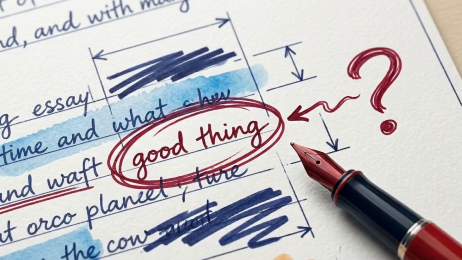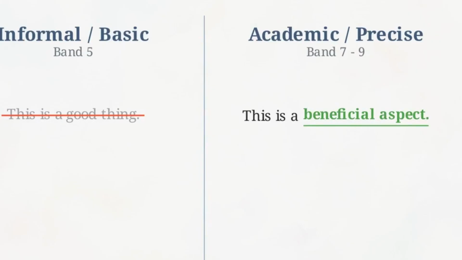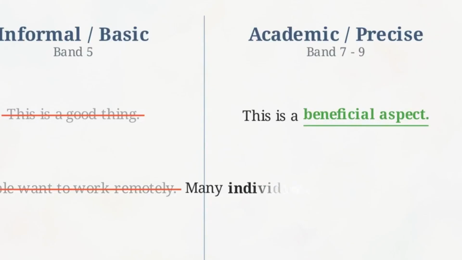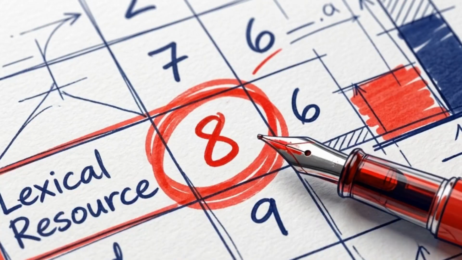The next obstacle is the vague trap. Using informal, spoken English weakens your academic argument. Instead of, "This is a good thing," use precise academic terms. This is a beneficial aspect. And rather than "people want to work remotely," you apply the upgrade. Many individuals prefer to work remotely. Employing hedging language and precise vocabulary shifts your writing toward the Band 8 descriptors for lexical resource.